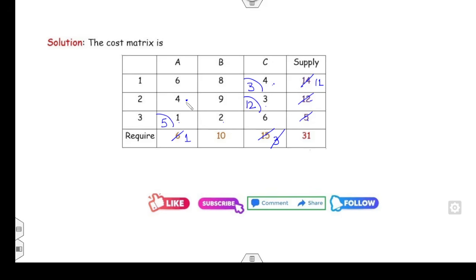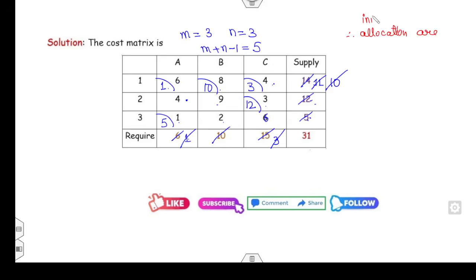Fine. Next smallest number will be my 6. Corresponding to this 6 is a 1 and 11. Allocation is my 1. Corresponding to this 6, there is no supply, so there is no number. I can put as a 1 and this number is 10. Then is a 8, 10 and 10. Fine. Corresponding 9, it is not possible. And so what is my M? M is my 3, N is my 3. What is the answer of M plus N minus 1? 5.